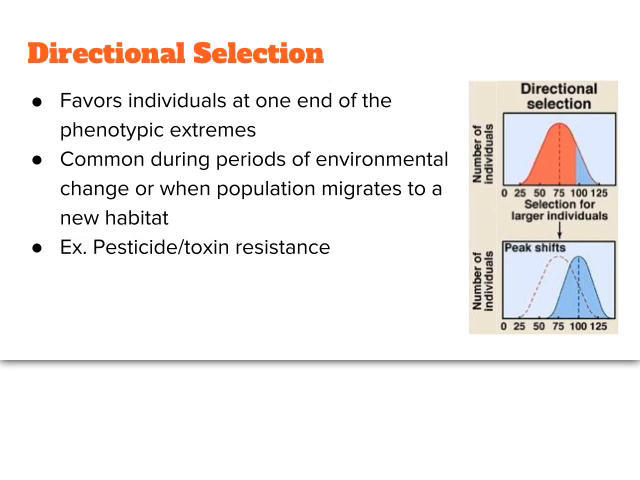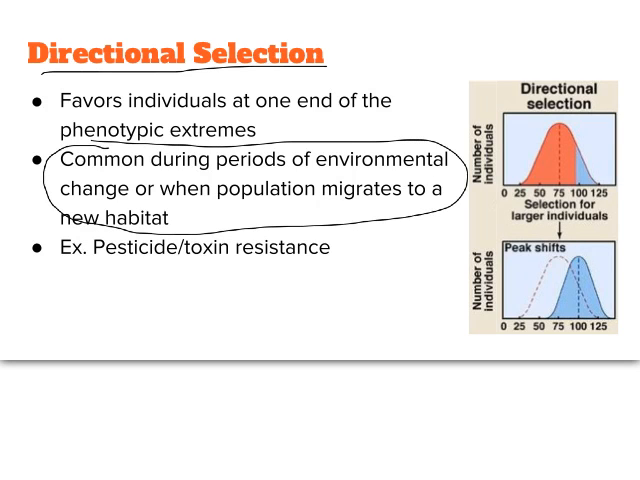The second type of selection is what we call directional selection, and this is very common during times of environmental change. It's common when all of a sudden the environment changes or a population goes to a new, different environment. This favors individuals at one end of the phenotypic extremes. So if I have some spectrum of phenotypes here, the individuals at one end are favored, so they survive longer and have more offspring. In the next generation, there are more of them, and fewer of the ones that were less favored. An example might be pesticide or toxin resistance.